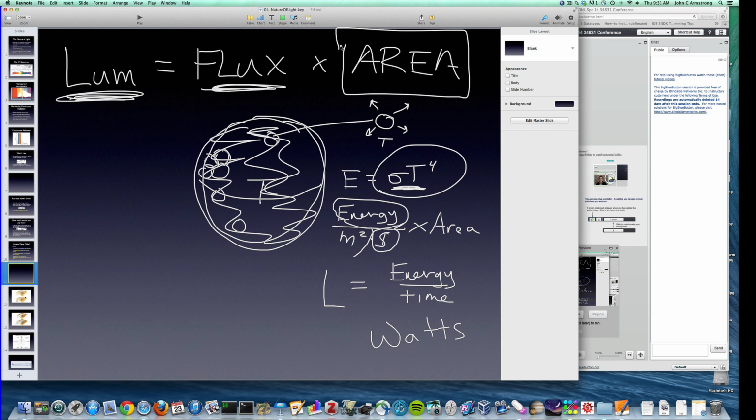And that's what we do with stars. We take our telescopes, we measure how bright they are, we measure their temperature using the spectrum, and the temperature gives us the flux, the brightness gives us the luminosity, and from that we can get the area. And the area is the total area of the star.